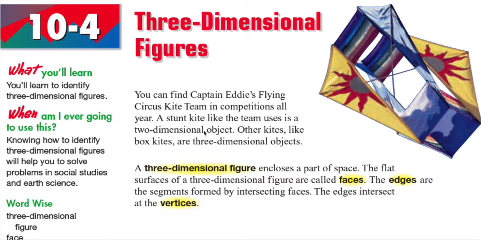Okay, so let's start. You can find Captain Eddie's Flying Circus Kite team in competitions all year. A stunt kite like the team uses is a two-dimensional object. Other kites, like box kites, are three-dimensional objects.